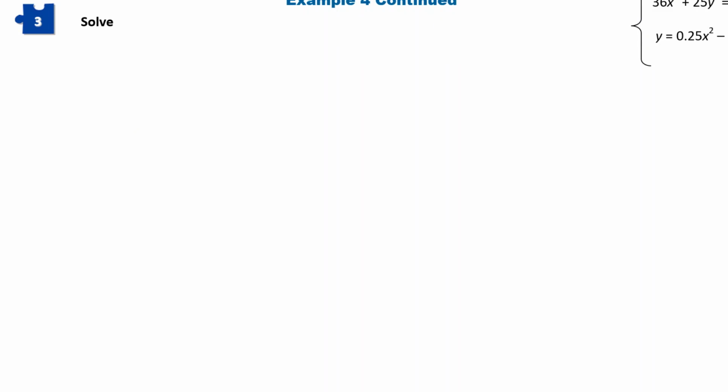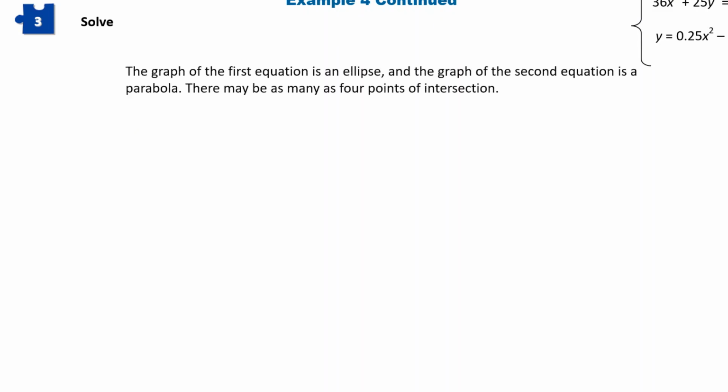All right, so our third step is to solve. Let's first take a look at our equations. We notice that the graph of the first equation is an ellipse, and the graph of the second equation is a parabola. So we know that if we have an ellipse and a parabola, we have as many as 4 points of intersection, so 4 opportunities for the boats to collide.